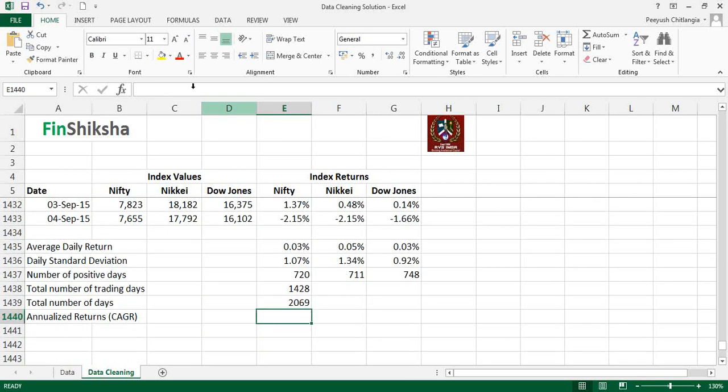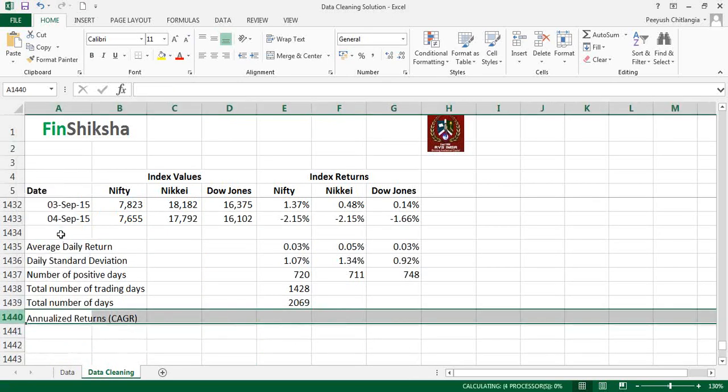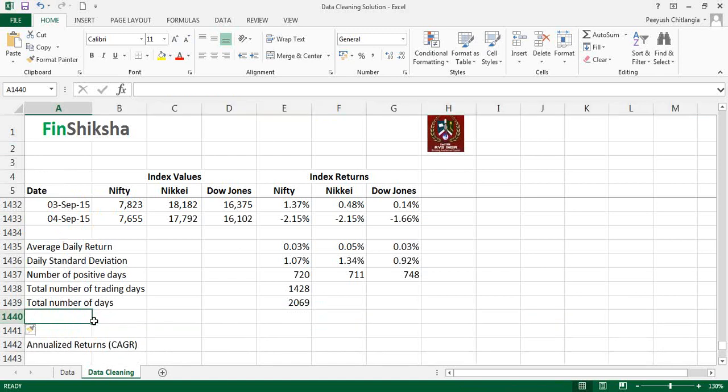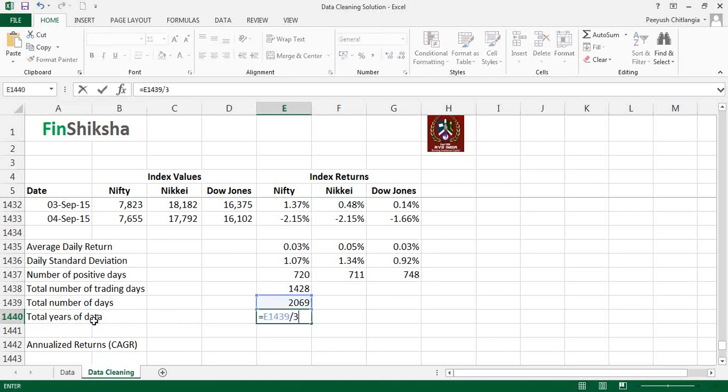Now can I convert this to years? This is possible to convert to years. So let's insert a couple of rows, then total years of data. I just divide this by 365, right?